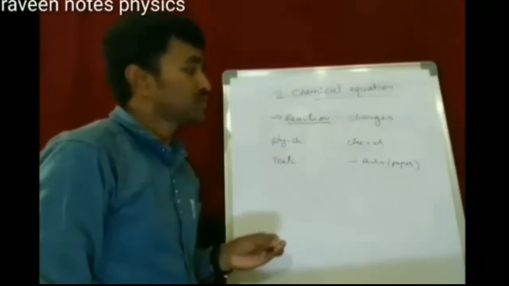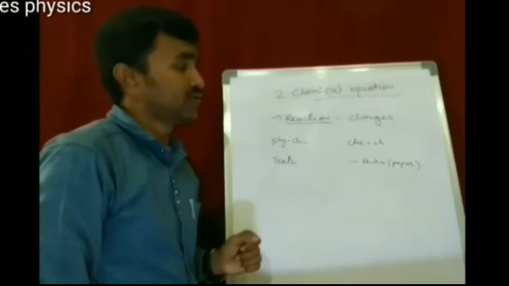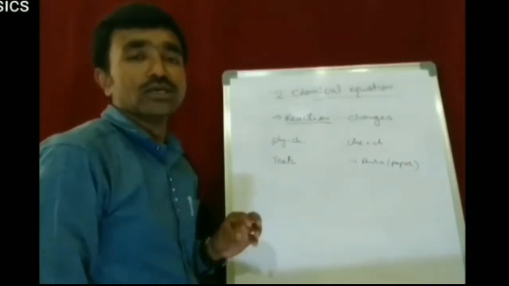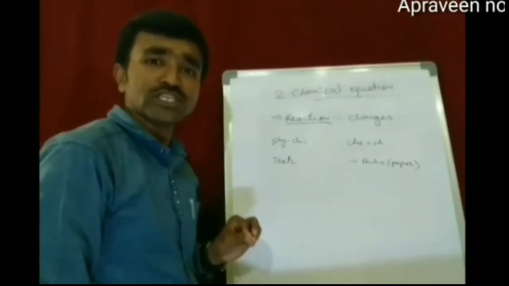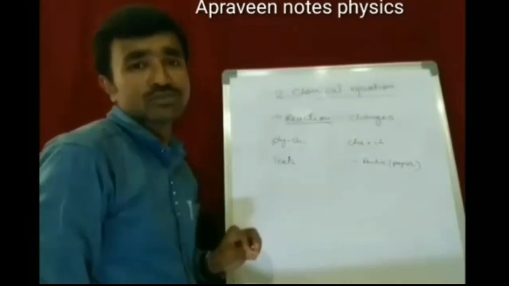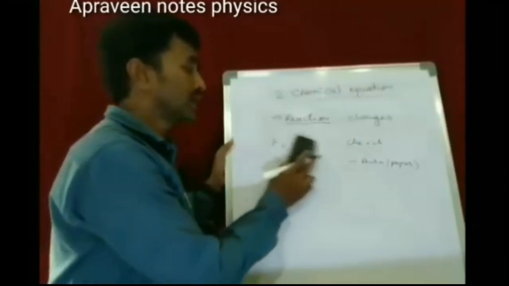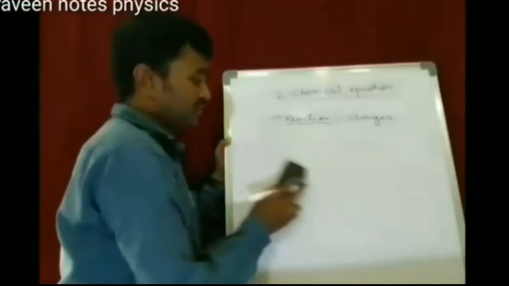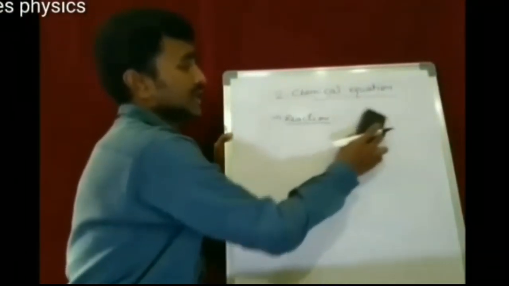These types of changes can be presented in the form of equations. These changes are called a reaction. Simply, a chemical reaction is said to be one where a new substance is produced with completely dissimilar properties from the original substance. Chemical reactions we can write in the form of an equation.